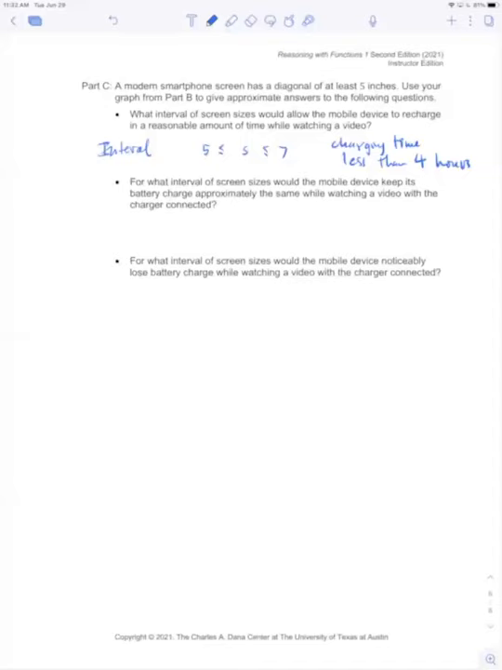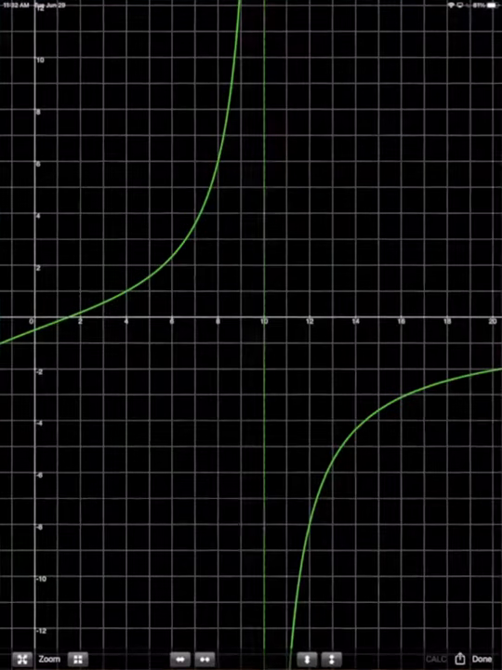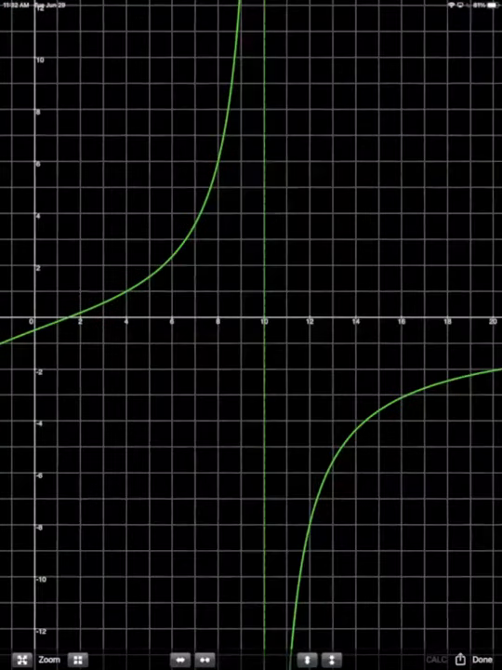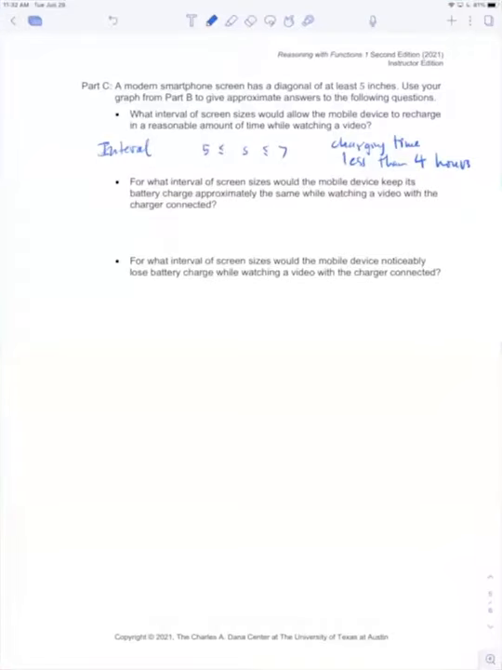You might want to go back and look at the graph for that. If we see on the x-axis 5 to 7, and we trace that up to the curve, any value in that interval from 5 to 7 on the x-axis gives an output that will be less than 4 hours. So that's reasonable.